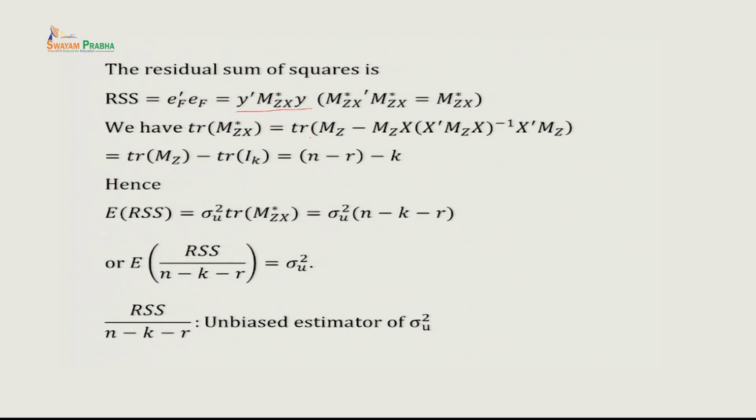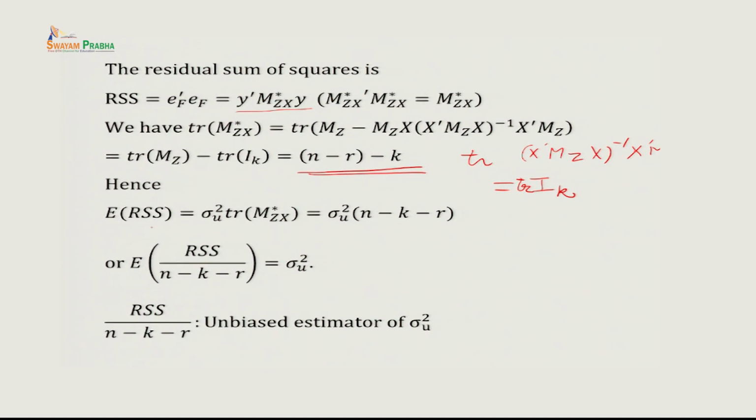Then what we do? Trace of M_Z is actually n minus r, and then we obtain the trace of this second term. You get trace of (X' M_Z X) inverse. We take this M_Z towards the end. So you get X' M_Z squared, which is equal to M_Z, and then we also take this X towards this side. So you get an identity matrix of order k, and trace of this identity matrix is equal to k. So you get this term.